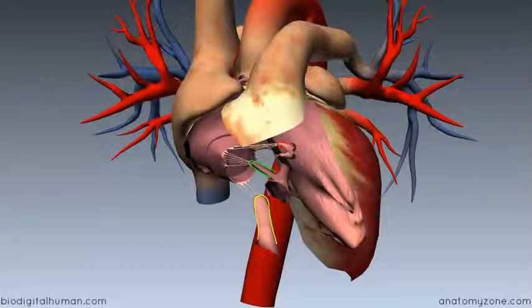So the anterior papillary muscle is the biggest muscle and it attaches to the anterior wall. The septal papillary muscles are a bit variable, so sometimes they're very small and sometimes they're even absent. And in this case, the chordae tendineae arise directly from the ventricular wall.